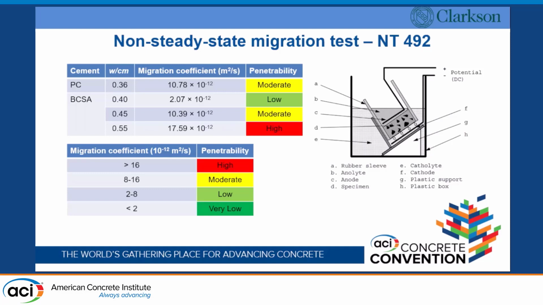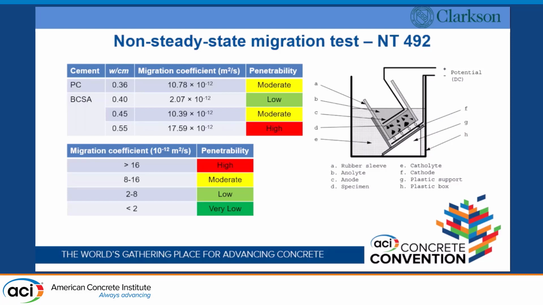So we get about 10 times 10 to the minus 12 migration coefficient for the Portland cement mix, much lower than that for a BCSA with 0.4. Remember, that's a much higher compressive strength concrete. So are we comparing 40 MPa versus 40 MPa? Are we comparing, you know, 0.36 versus 0.4 water cement ratio? We've really got to decide what the approach is going to be there.